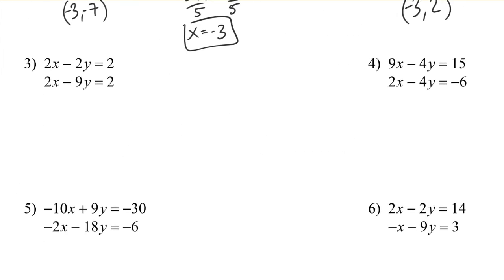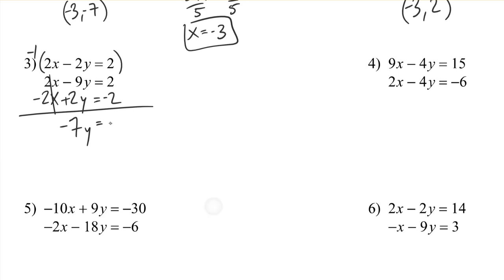Problem 3. Well, if I multiply this top equation by negative 1, that would make a negative 2x, which is the opposite of 2x. So we'll do that. Negative 1 times negative 2 makes positive 2y, and negative 2. When we add these together, our x's cancel. We get negative 9y plus 2y makes negative 7y. 2 minus 2 is 0.